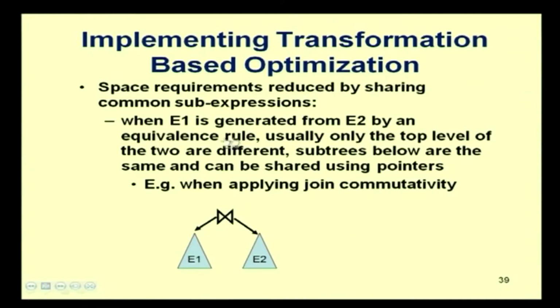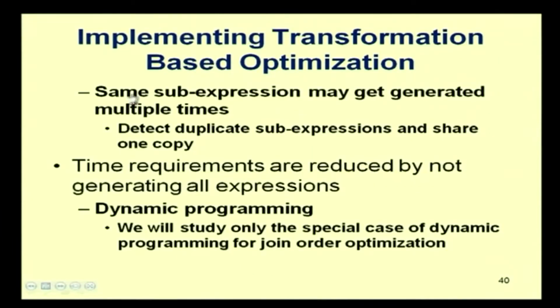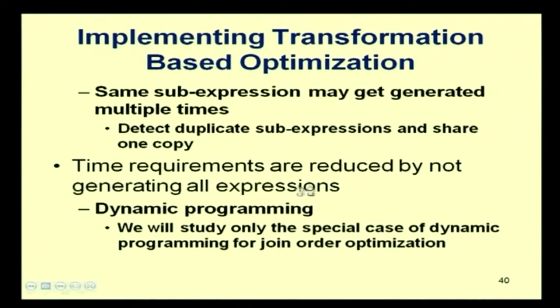So, implementing transformation based optimization: when E1 is generated from E2 by an equivalence rule, usually only the top level of the two are different, subtrees below are the same and can be shared using pointers. So, if you have E1, E2, only the top level of the two are different, the subtrees are the same, so you can reuse them. The same subexpression may get generated multiple times, so there is need to detect duplicate subexpressions and share one copy. Time requirements are reduced by not generating all expressions. For this we do dynamic programming. We will study only the special case of dynamic programming for join order optimization. So, that is very important. Now, let us look at cost estimation.